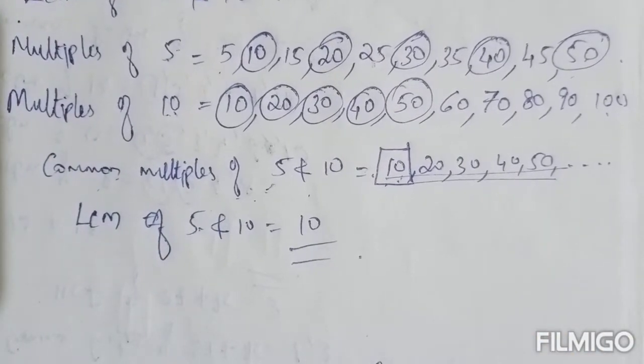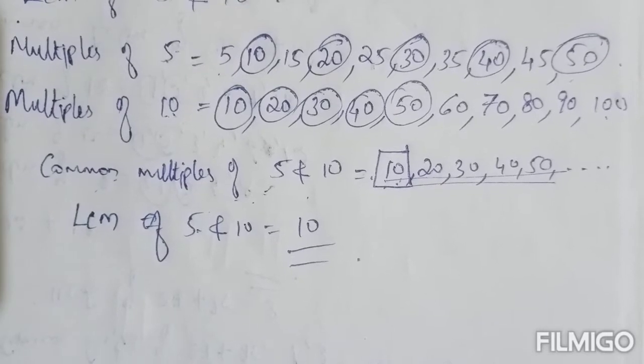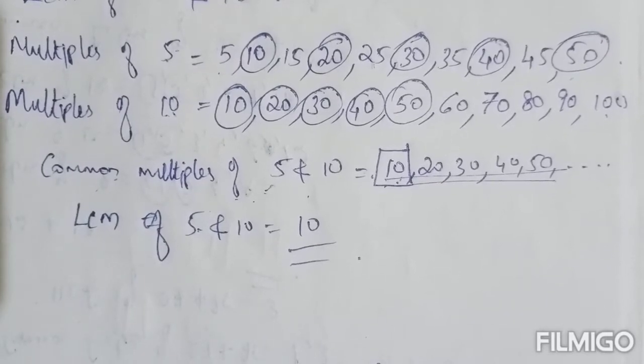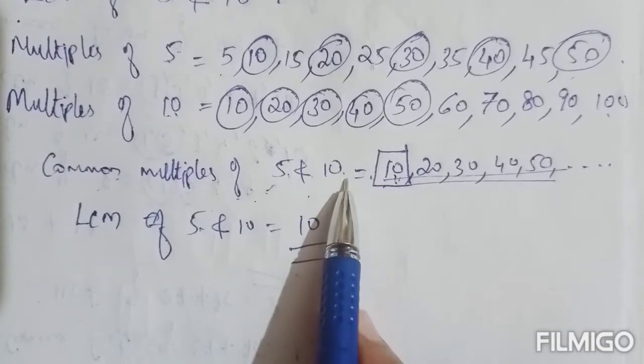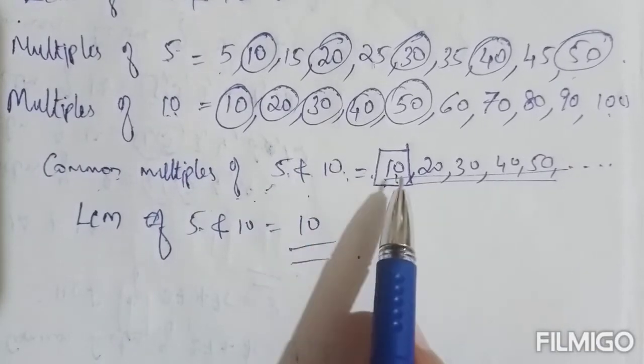Okay, so LCM of two or more given numbers is the lowest number that is a multiple of each of the given numbers. Okay, lowest number.